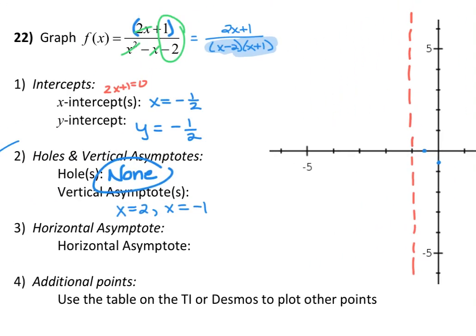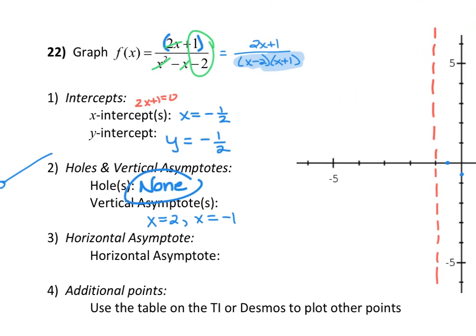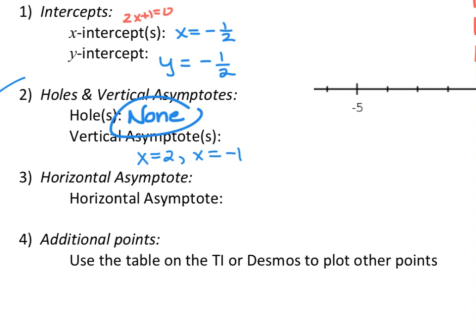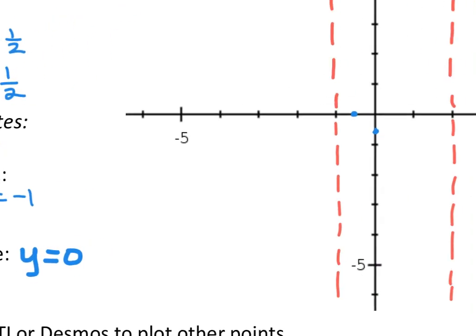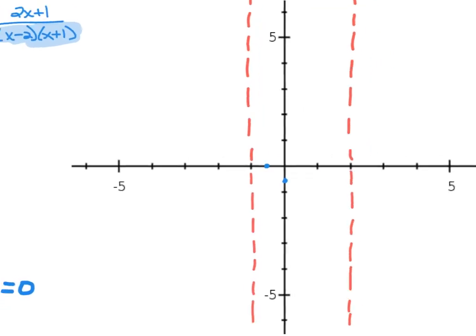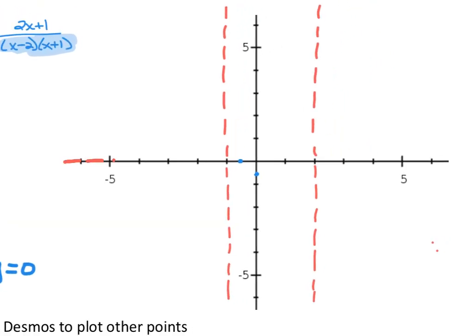And my horizontal asymptote, because the degree of the numerator is 1 and the degree of the denominator is 2, is automatically going to be y equals 0. So go ahead and draw in the horizontal asymptote. Actually draw it right on top of that x-axis. So I'm going to have to go back and put in my x-intercept.